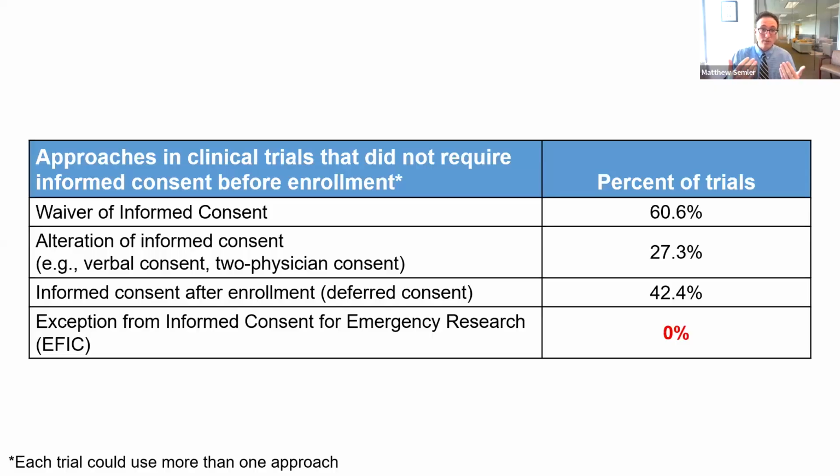40% of them involved informed consent after enrollment, so deferred consent or consent to continue the research. And notably, 0 of the trials utilized the exception from informed consent for emergency research, or EFIC, which Lauren mentioned in her talk, as prior to this final rule being the only US FDA approved approach to enrollment in a clinical trial without informed consent. And so this EFIC, which focuses on emergency interventions of life-saving treatments where the research is more than minimal risk, was not used in any of these trials in the last year.